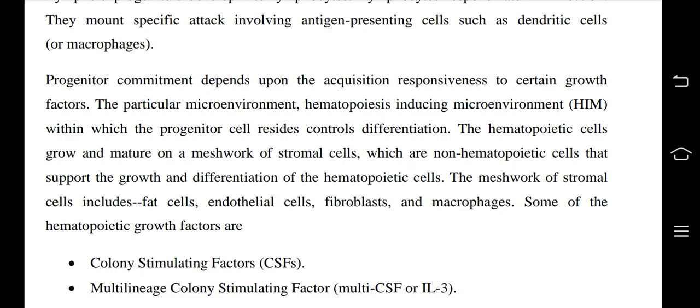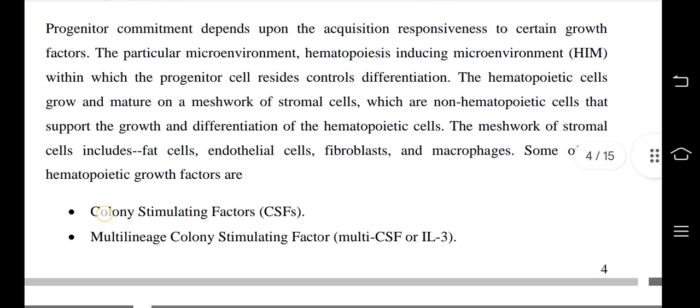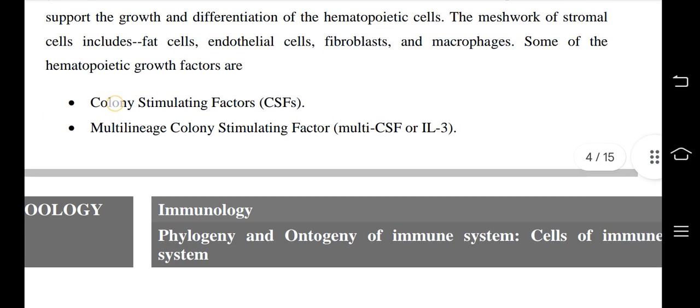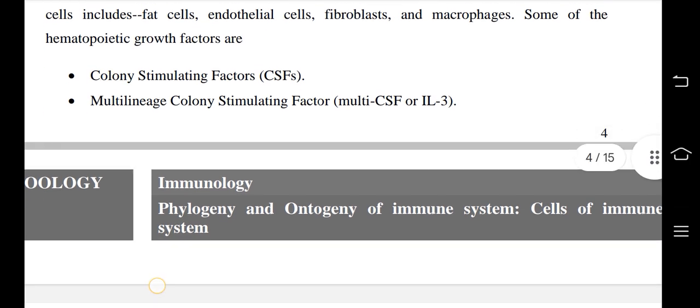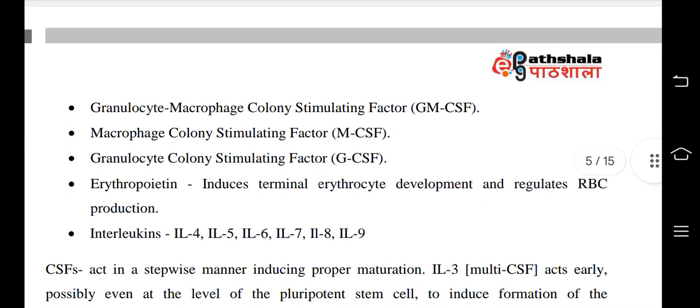Some of the hematopoietic growth factors are colony stimulating factor or CSF, multi-lineage colony stimulating factor, multi-CSF or IL-3, granulocyte macrophage colony stimulating factor or GM-CSF, macrophage colony stimulating factor or M-CSF, then granulocyte colony stimulating factor or G-CSF. Erythropoietin induces terminal erythrocyte development and regulates RBC production.